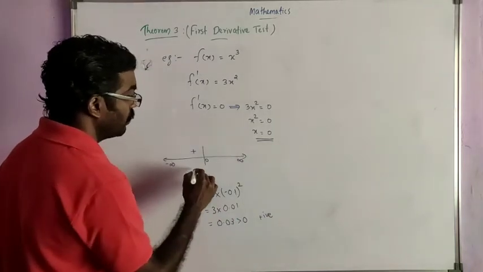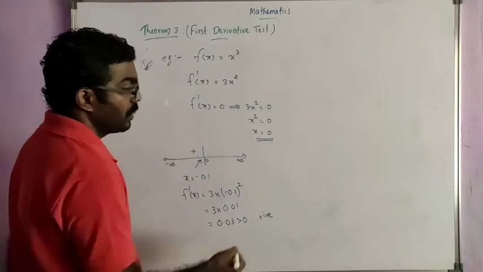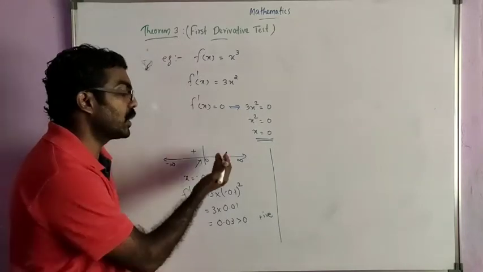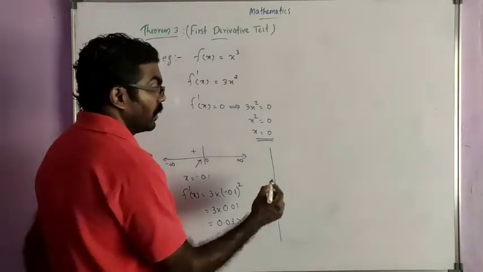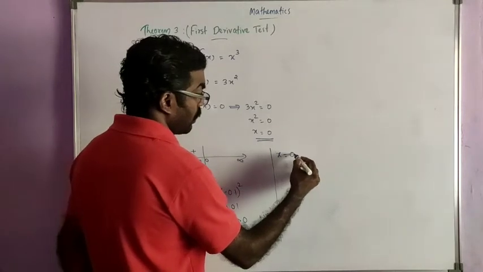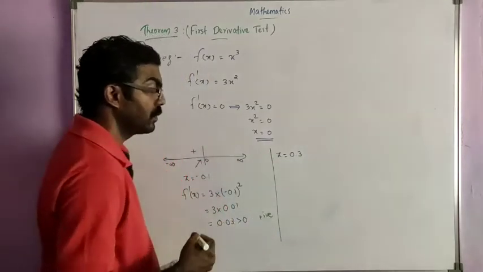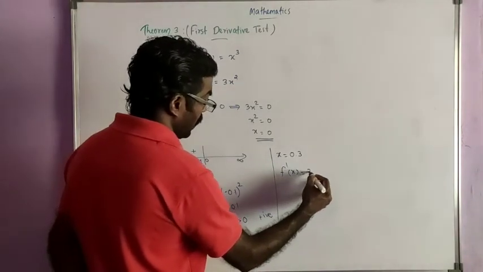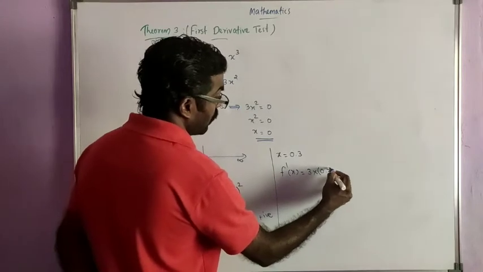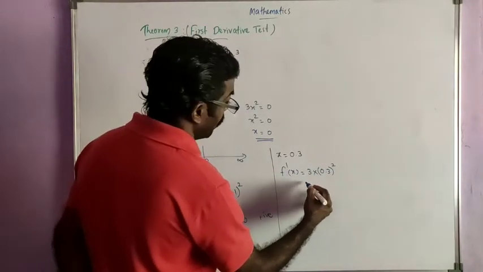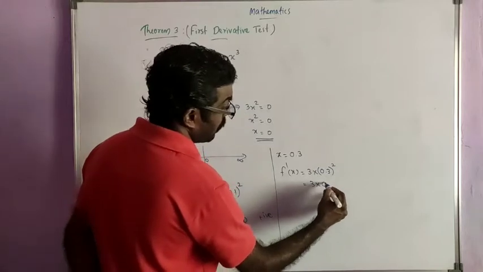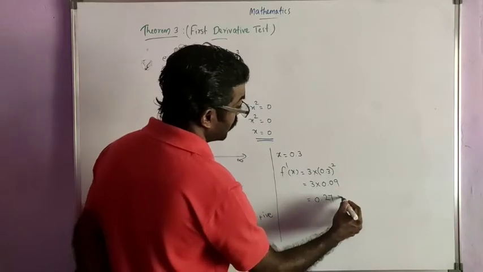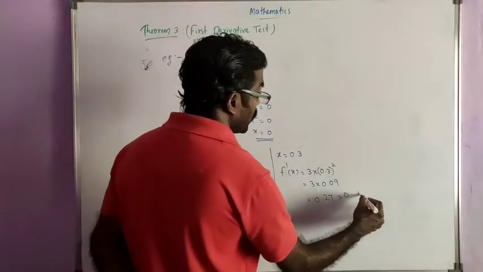So here the sign is positive. And we can take one more point which is sufficiently close to and to the right of c, right of 0. So we can take one number x is equal to 0.3. Okay, so here we can write f dash of x is equal to 3 into 0.3 the whole square, which is equal to 3 into 0.09, which is equal to 0.27. This is also greater than 0, positive.